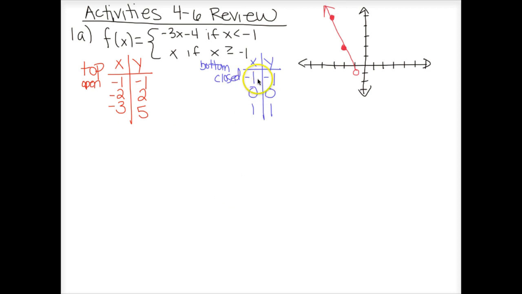Then I switch to my second piece. I have a closed circle at (-1, -1). Well, (-1, -1) is the exact same point. We've talked about this: closed trumps open, so I'm going to fill it in here. That should now be a closed circle. Then (0, 0), (1, 1), start at the breaking point and connect. So here is what my graph looks like for 1A.